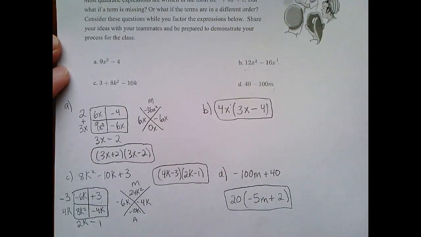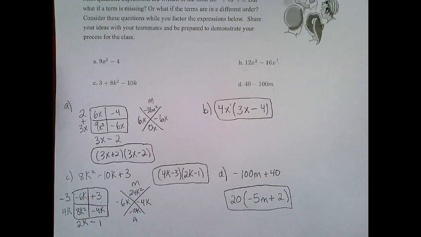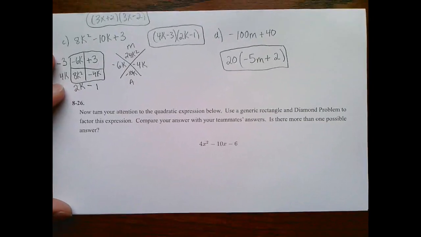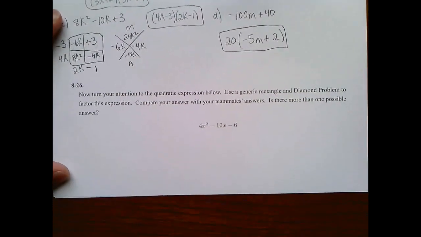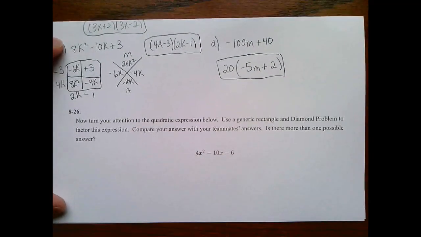All right, guys. So there's the second set of examples. We have one last question here at the bottom of the page. So let's see how it goes. I'm going to fold the page over again so I have a little bit more space to work under my document camera. And let's see what happens. So the last question that we have on the bottom of the page, 8-26, it says, turn your attention to the quadratic expression below.